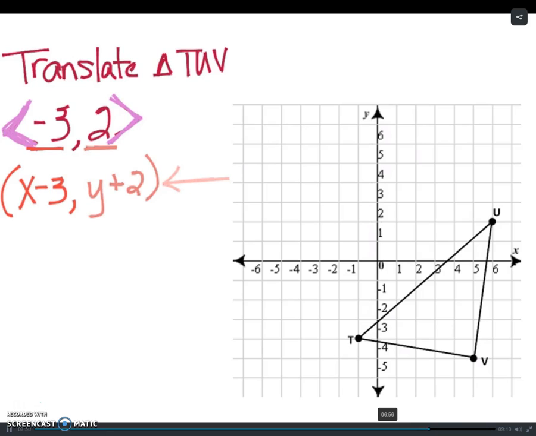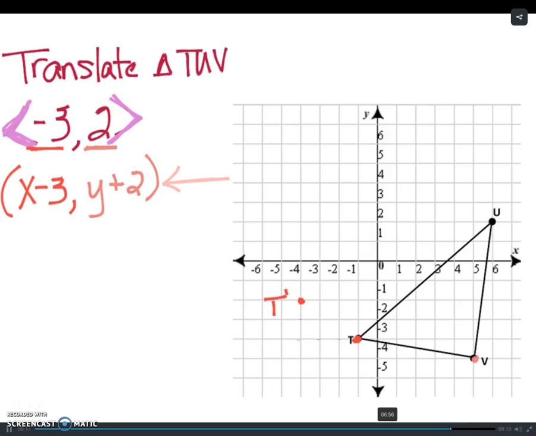I'm going to work these out using this graph, like doing this graphically. So we're starting at point T, and I know that my x value has to be changed by negative 3. So I'm going to count back 1, 2, 3. And then my y value has to change by positive 2. So I'm going to go up 1, 2. So this is my new coordinate for t. So this is t prime.